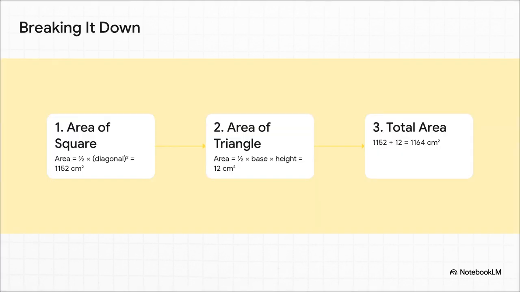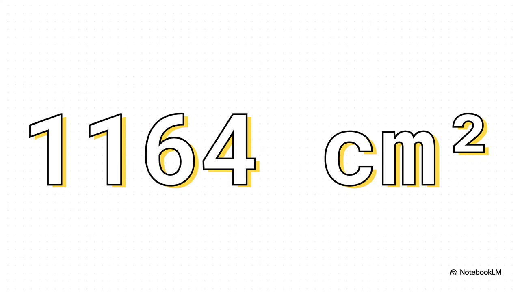So here's the breakdown. For the square, we're going to use that handy diagonal formula we just added to our toolkit. Its area is 1/2 times the diagonal squared. That gives us 1,152. For the triangle, it's the classic half base times height, which is 12. Now all we do is add them up. And boom, we get a total area of 1164 square centimeters. That's it, a complex-looking shape broken down into a really simple solution.